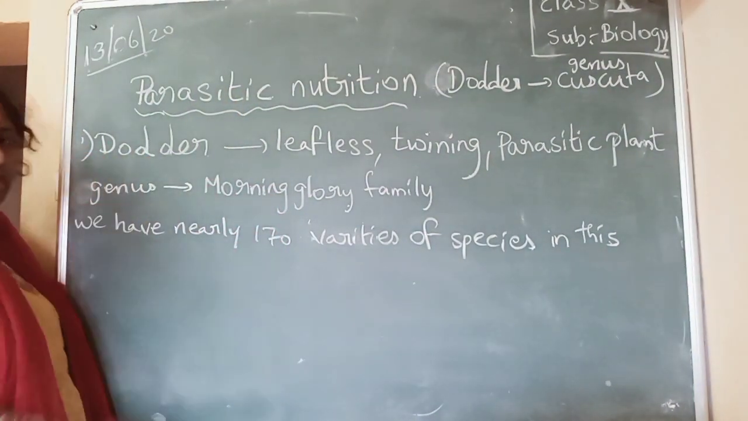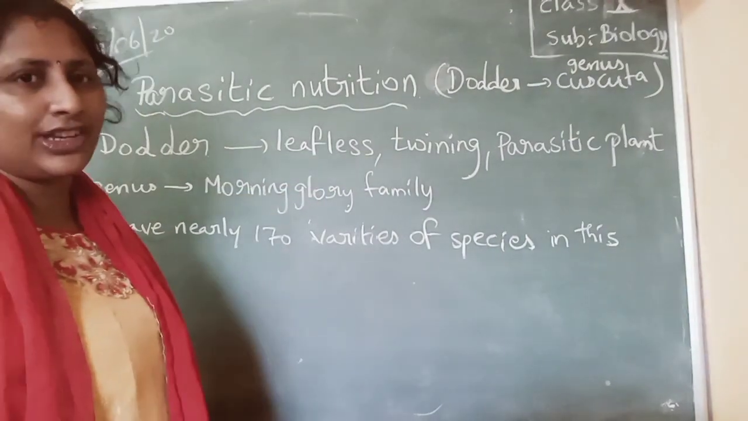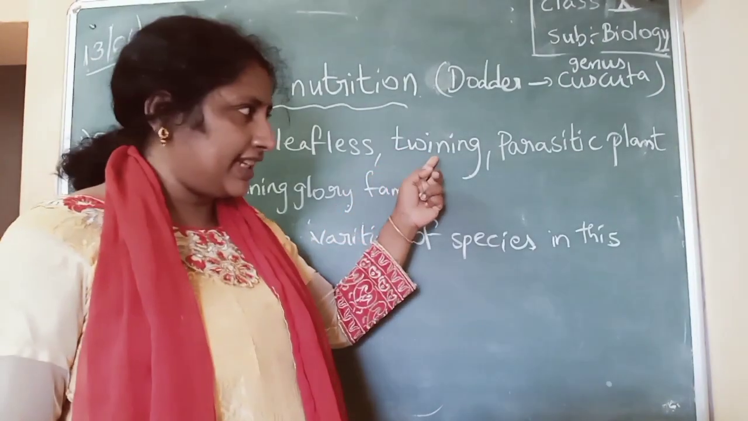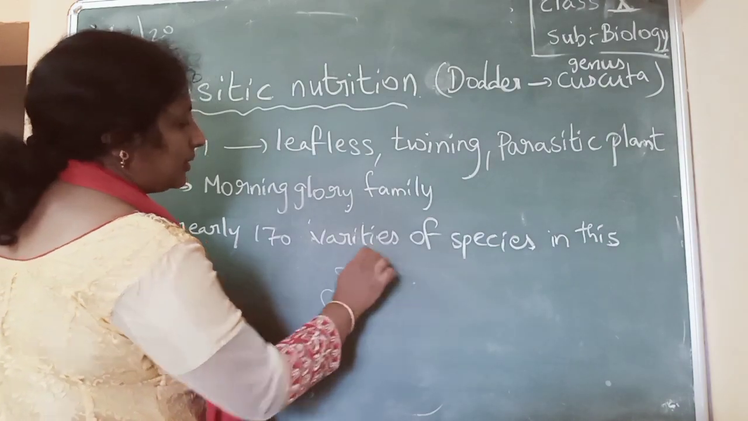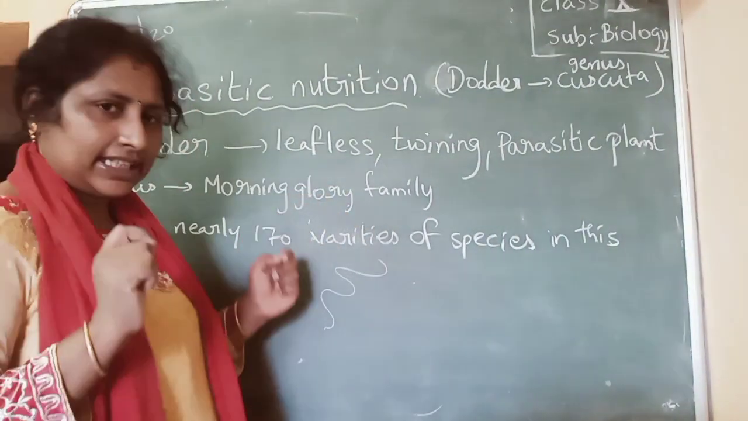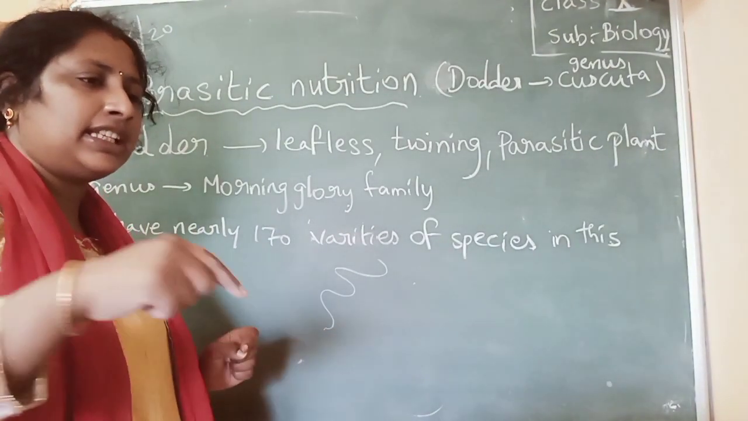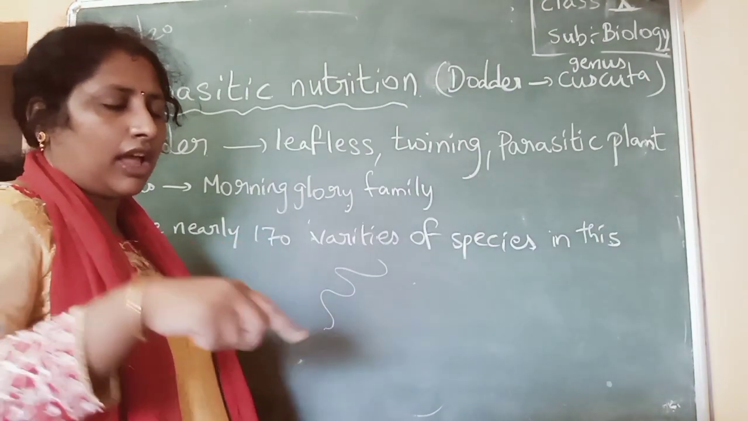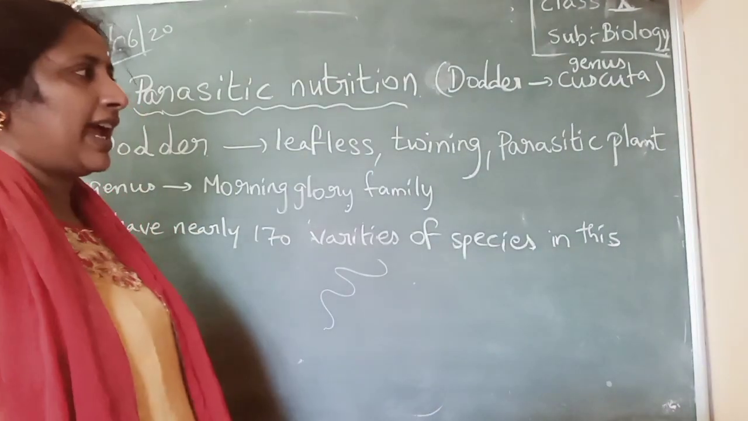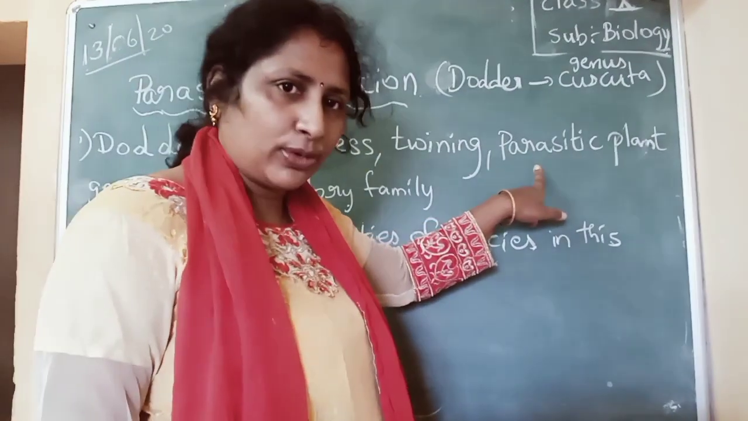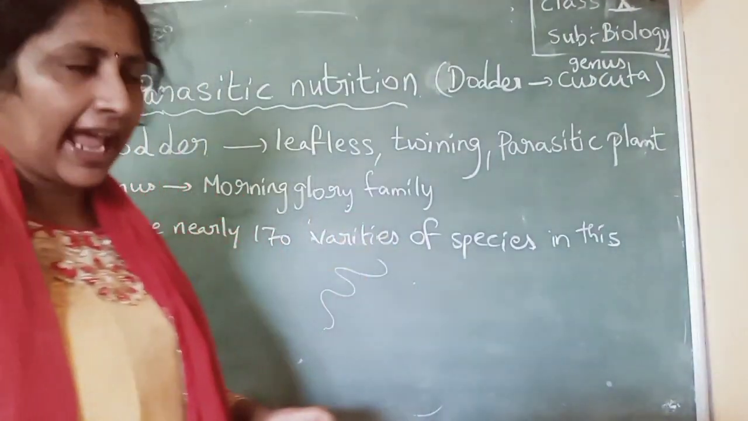How does the dodder plant look? It is leafless, which means the plant does not have leaves, and it is a twining, parasitic plant. It is slender and it twines, like a creeper. Just as a creeper rounds around some support, it is a twining plant and it follows the parasitic mode of nutrition. That means it takes nutrients from another organism or another plant.